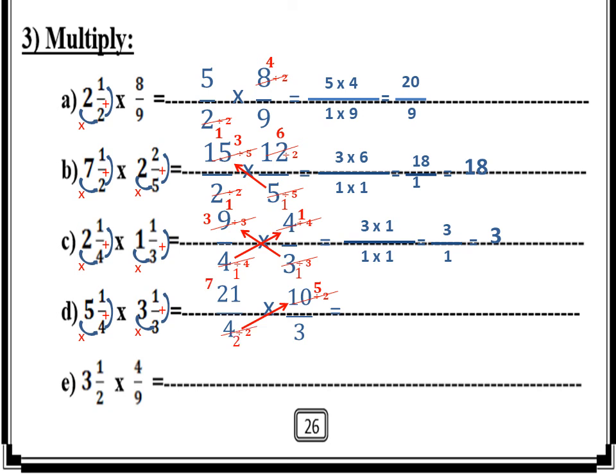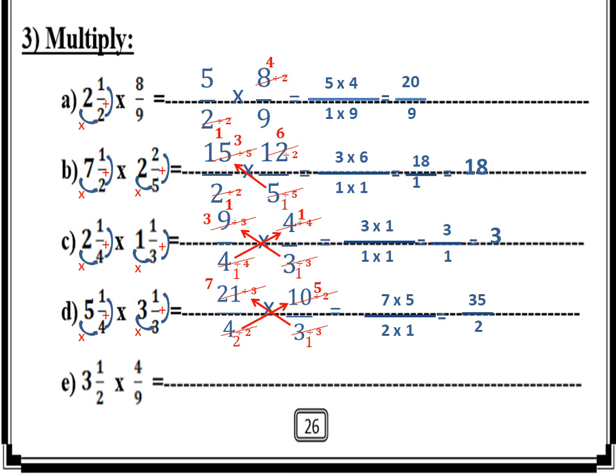10 divided by 2, which is 5. 21 and 3 are together in table 3, so I'm going to divide by 3 up and down. 21 divided by 3, which is 7. 3 divided by 3, which is 1. What's left up is 7 and 5. What's left down is 2 and 1. My final answer is 35 over 2.